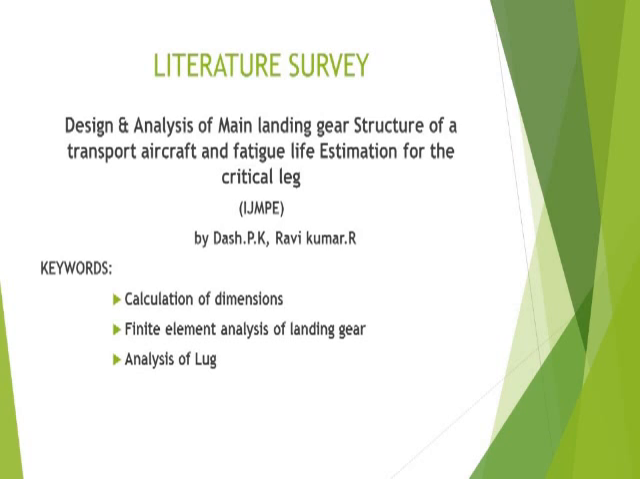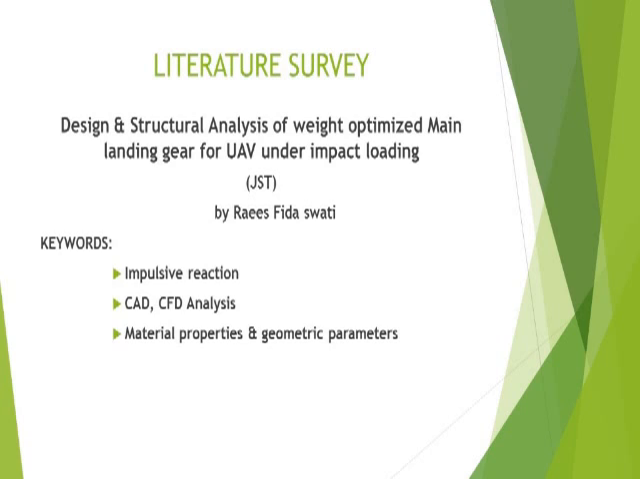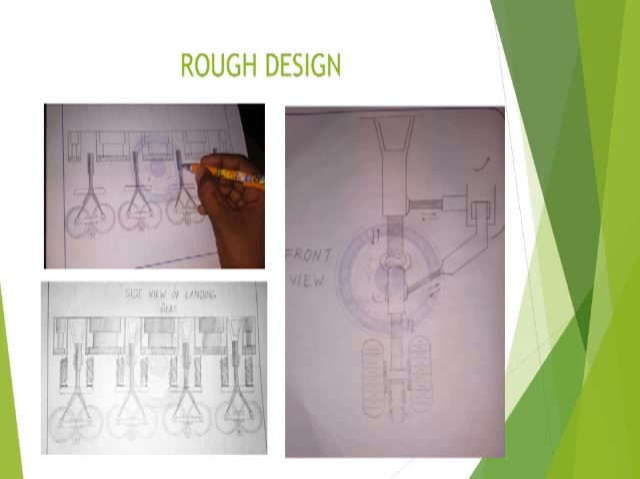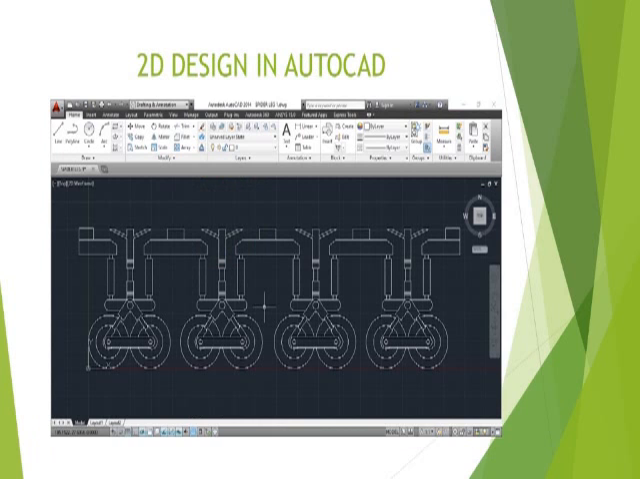The books we have taken for the literature survey are Aircraft Landing Gear Design and Development, a White Paper from Infosys by Divakar VN and Ravikumar GV. The keywords taken from these books are stress and fatigue analysis, reliability and maintainability analysis, types of landing gear systems, and the CAX technologies. Another book was Design and Analysis of Main Landing Gear Structure of Air Transport Aircraft and Fatigue Life Estimation for the Critical Leg by PK Ravikumar R.